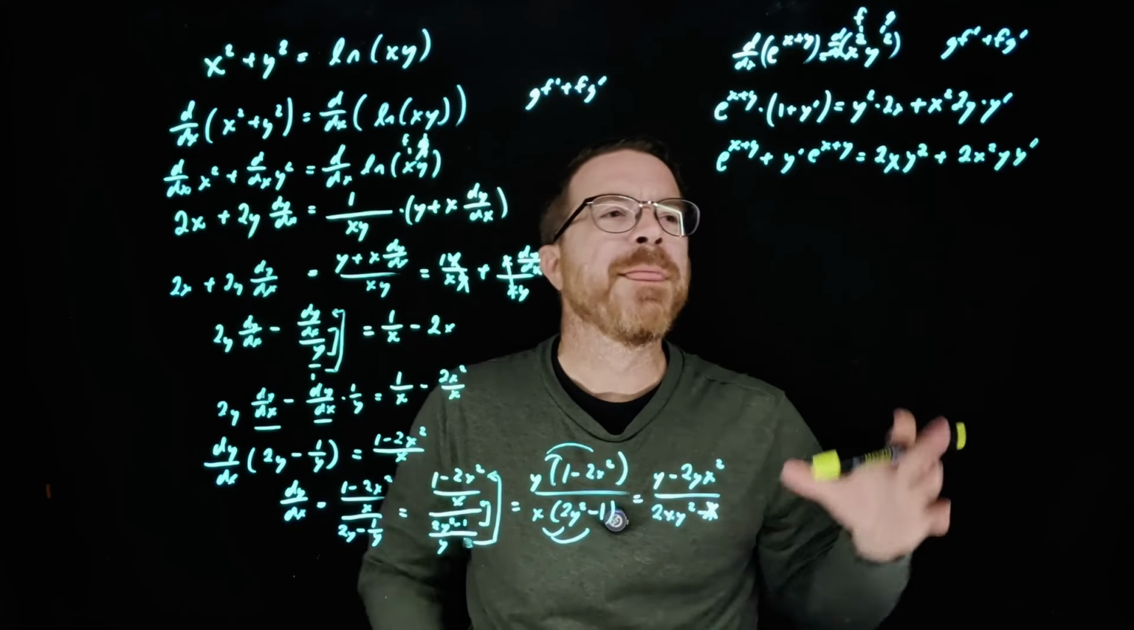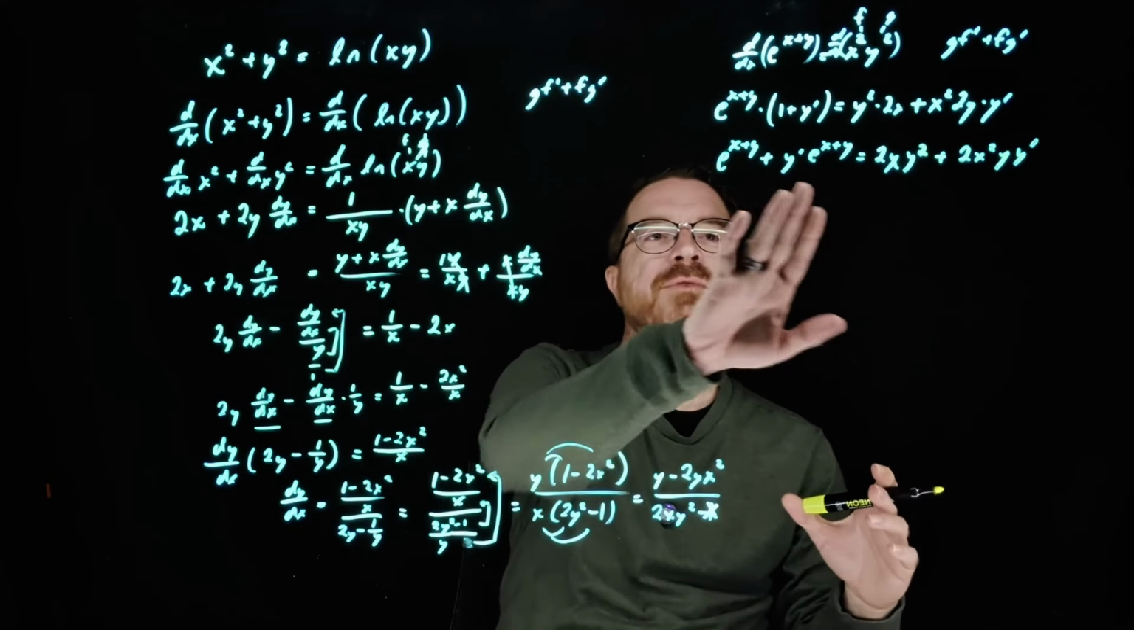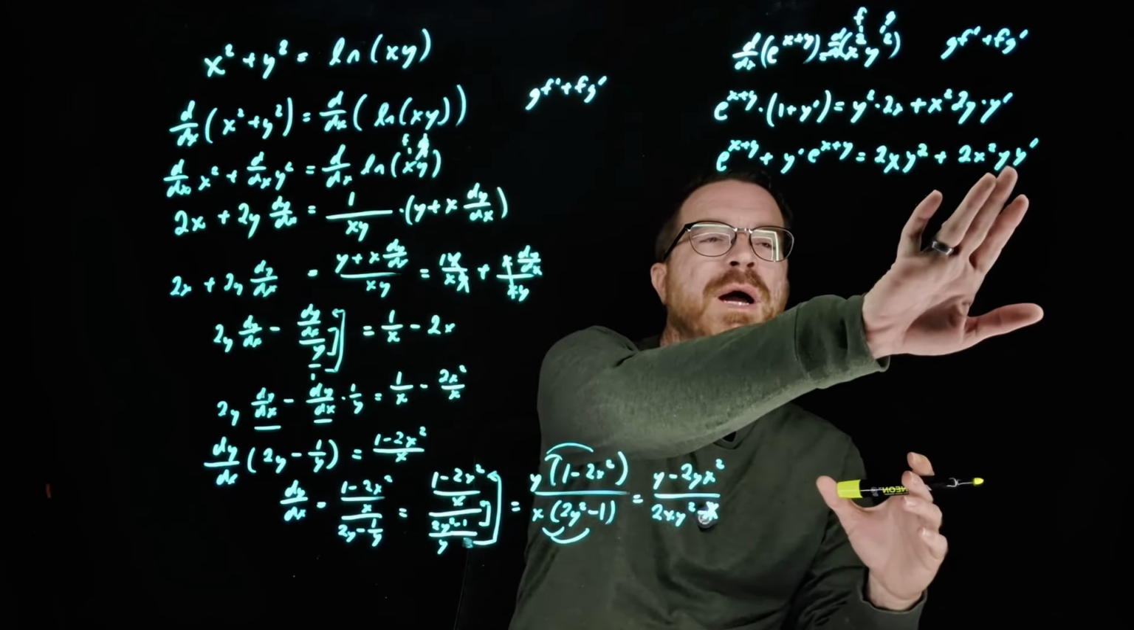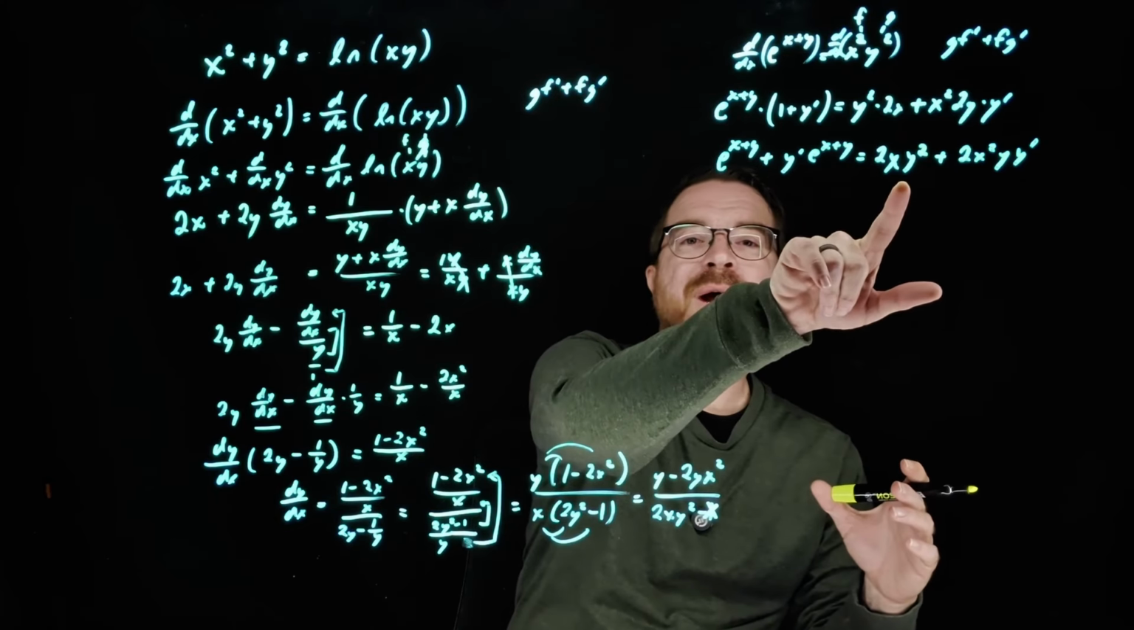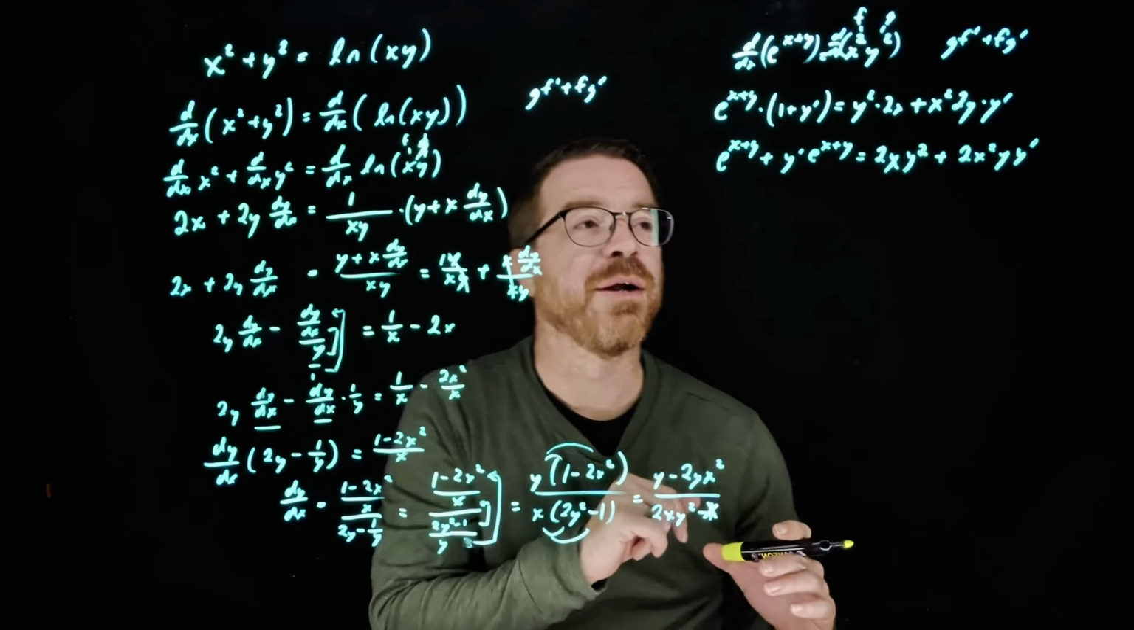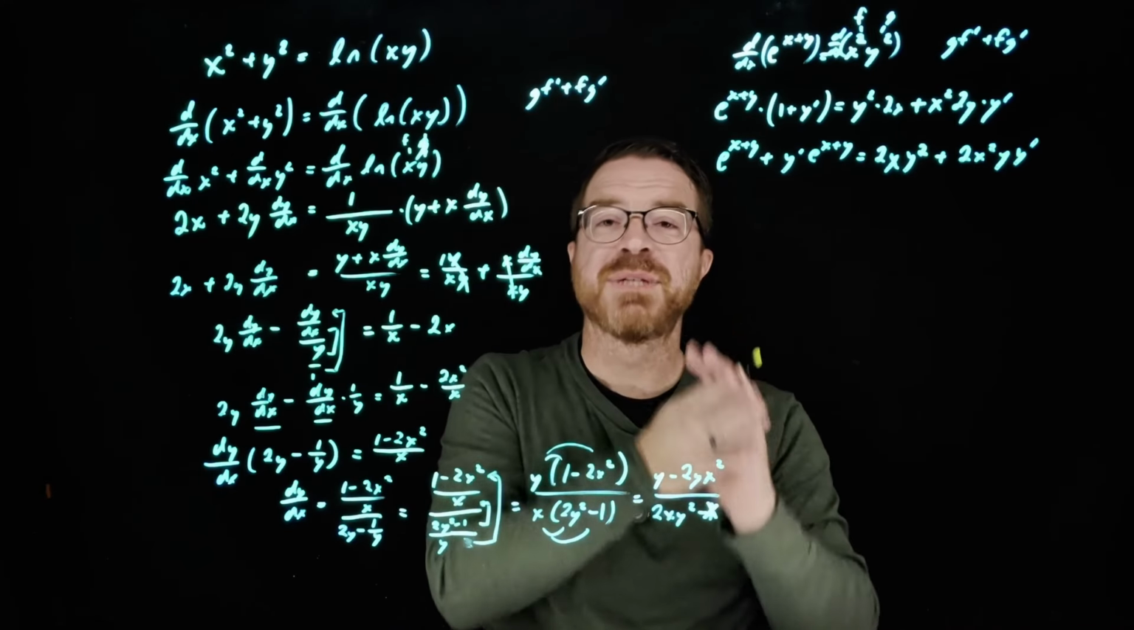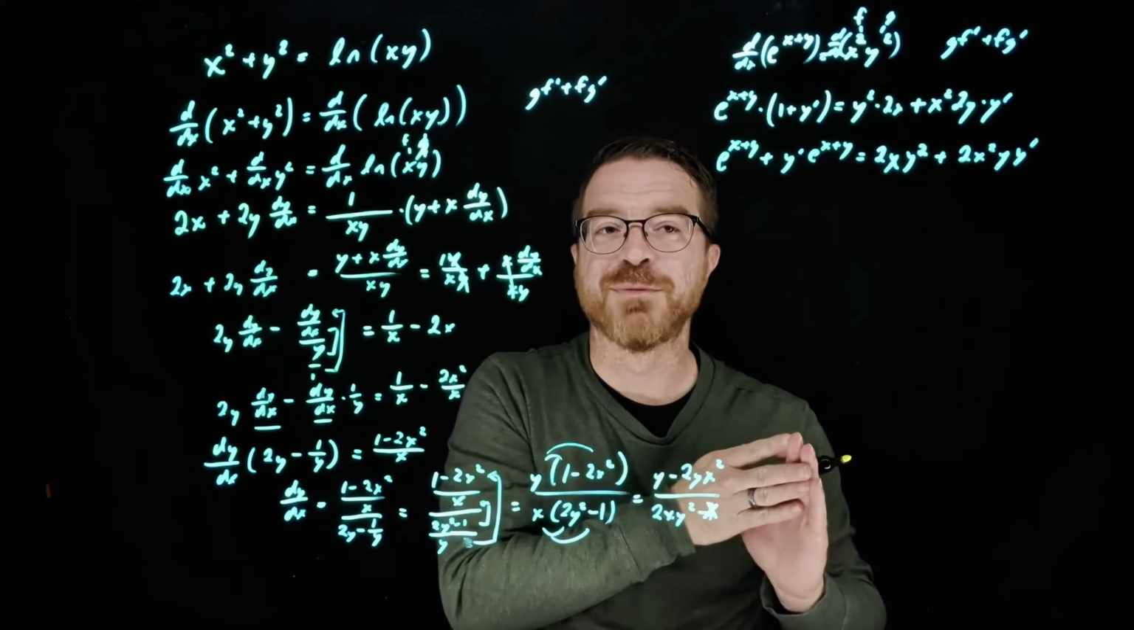That should be squared. Okay, so now we have this. We have our y prime term here. We have a y prime term here. We have a non-y prime term here and a non-y prime term here. So I'm going to put my y prime terms together, and I'm going to put my non-y prime terms together.